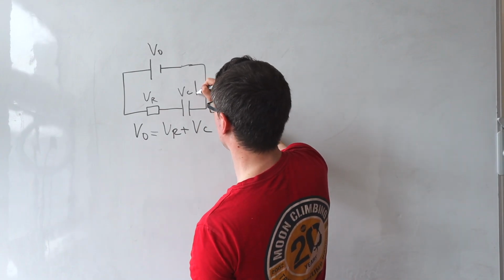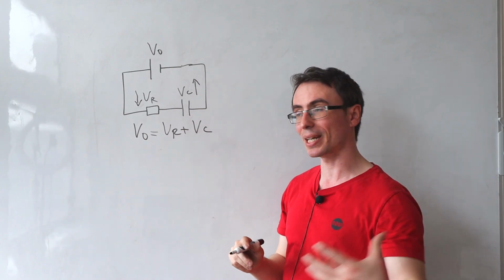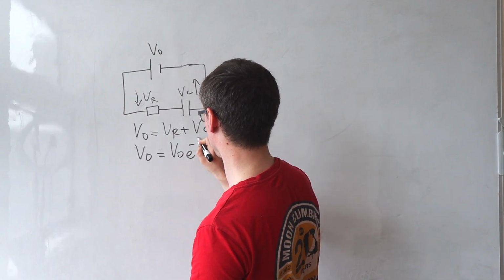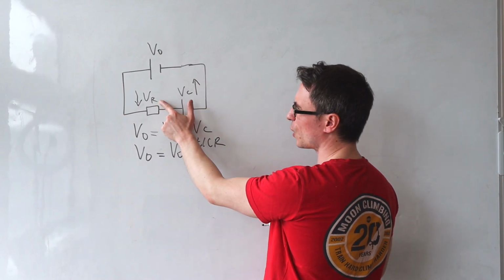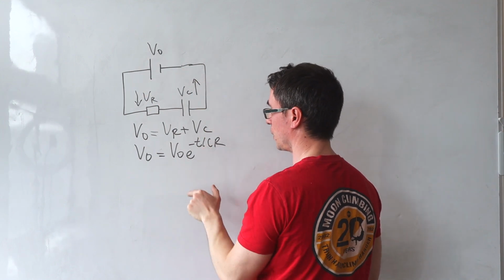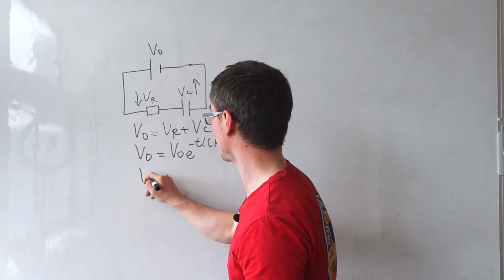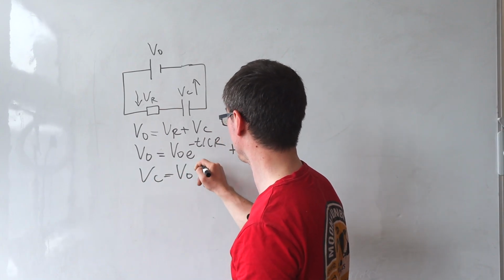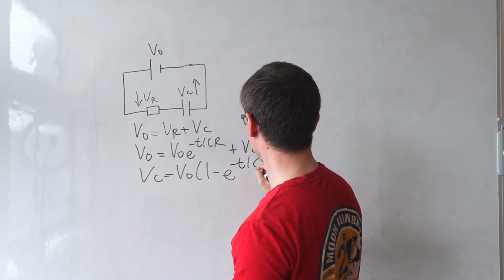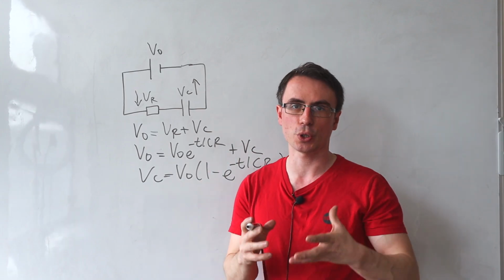As the capacitor is charging, the voltage across it will start to increase, and the voltage across the resistor will experience an exponential decay. So VR will be equal to V naught e to the minus t over CR. The moment it starts charging, the voltage across the resistor is equal to the EMF, because VC will be equal to 0. So plus VC, we can rearrange for the voltage across the capacitor, and with a little bit of rearranging we get V naught times 1 minus e to the minus t over CR. And this is an equation that we only use for the charging of a capacitor.